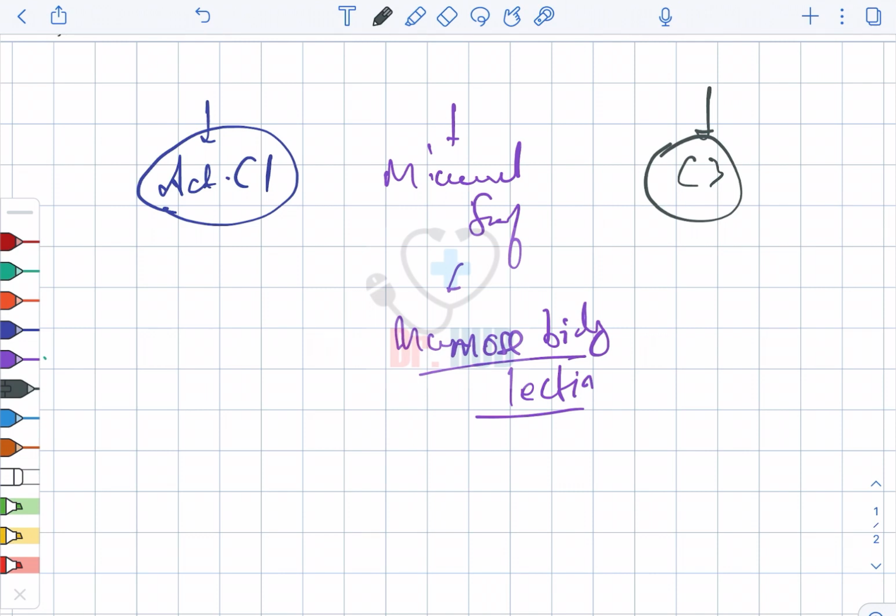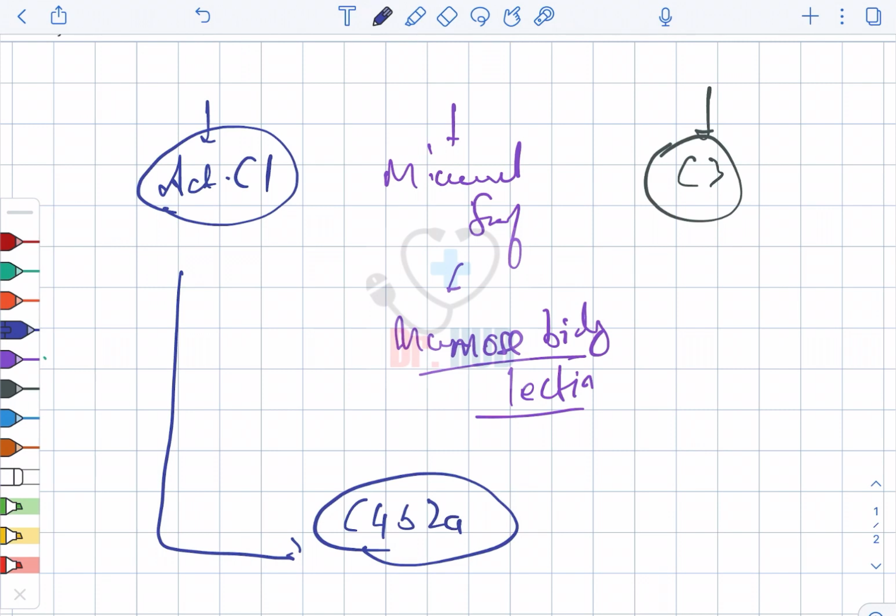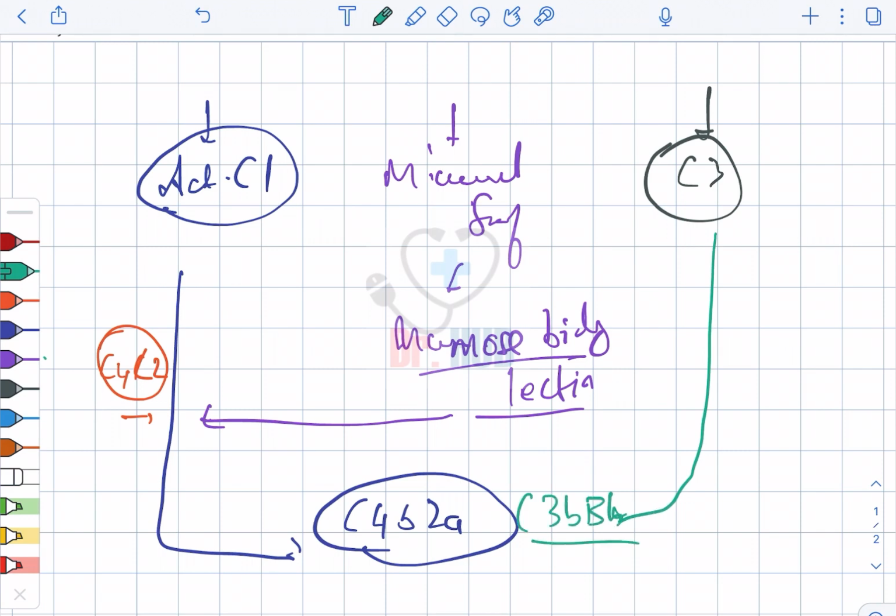This activated C1 leads to the C4B2A, and the mannose binding lectin acts on this, as well as there is the addition of the C4 and the C2. Next, the microbial surfaces, the C3, lead to the C3BBB. And there are other add-ons such as the factor B, the factor D, as well as the properdin.